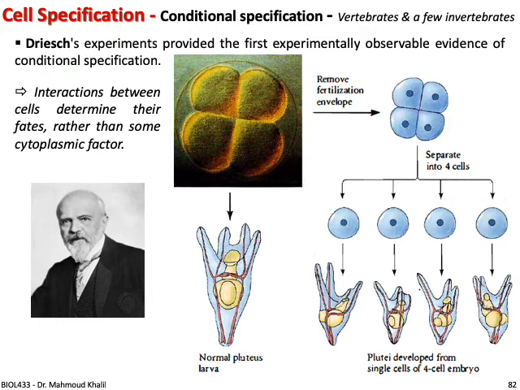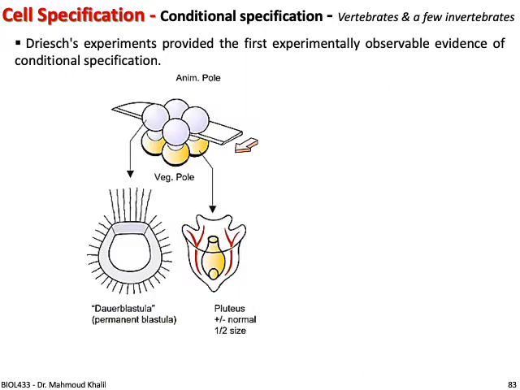In this example, he took the four-cell stage of an invertebrate animal. He removed the fertilization envelope and separated the four blastomeres into four separate cells, and left these four cells to continue development. He found that four complete larvae were produced. The only difference is that the size is different, and they look the same as the original one which developed from the four-blastomere stage. This means that every cell behaved as a single cell, as a single embryo. Okay, the only difference between the normal Pluteus larva and the four other Pluteus larvae is the size.